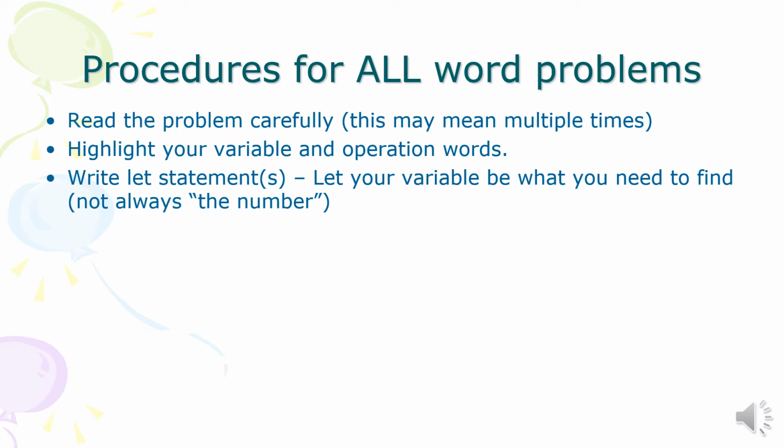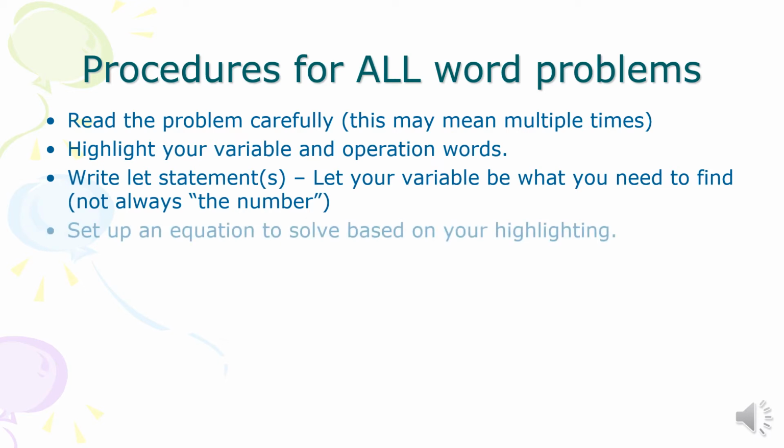It's not always going to be let X be the number. Okay? It could be let X be the number of miles. Let X be the amount of money that so-and-so made, etc. That's where reading the problem carefully comes into play. From there, you're going to set up an equation to solve, and that will always be based on your highlighting that you do.